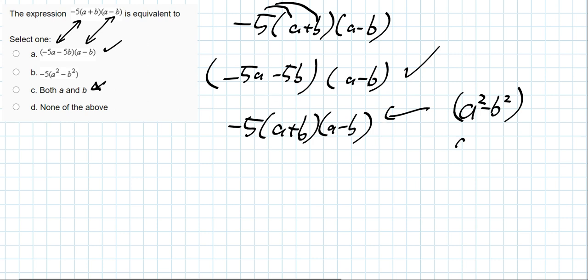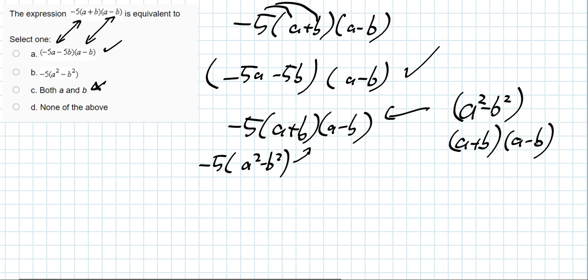So if we ever take any two things, add them once, subtract them the other time, and FOIL them out, we end up in this a squared minus b squared shape. And that's what we've got here. So we could write this as negative 5 times a squared minus b squared, and it's the same. That will expand back out to what we started with. So b is also equivalent. So we would have to choose C, both A and B.